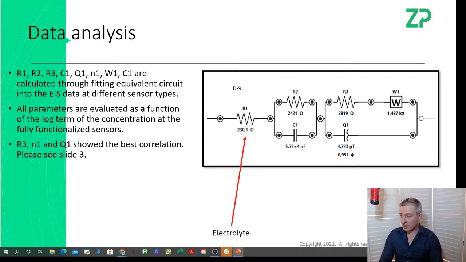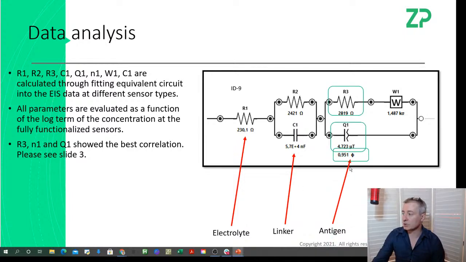The good thing about EIS is that when you do the technique and you put together your equivalent circuit, you end up with a circuit like this, but there's meaning to this circuit. This tells us our electrolyte variability or salt concentration. This component often tells us about our linker, and this part of the circuit tells us about the antigen binding. In this part of the circuit, there's three components: a capacitance, a phase angle, and a resistance.